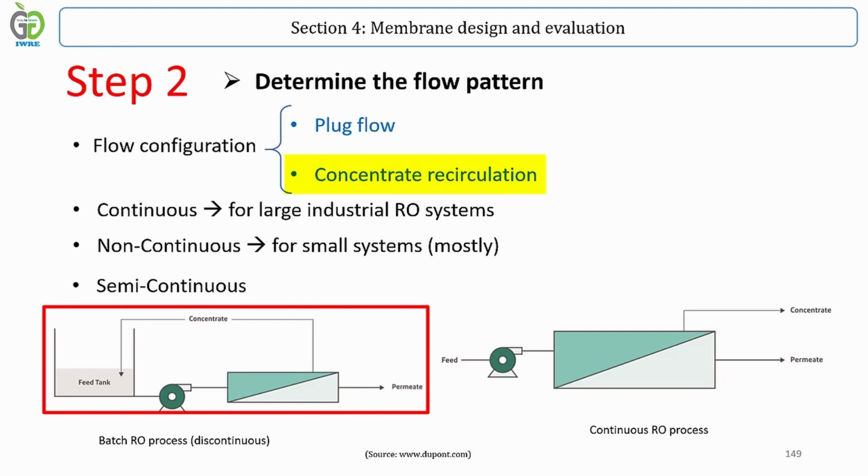Concentrate recirculation is employed when the number of elements is too small to achieve a sufficiently high system recovery with plug flow. Concentrate recirculation systems can also be found in special applications like processed liquids and wastewater. In systems with internal concentrate recirculation, a fraction of the concentrate stream out of the module or stage is directed back to the feed side of the module or stage and mixed with the feed stream.